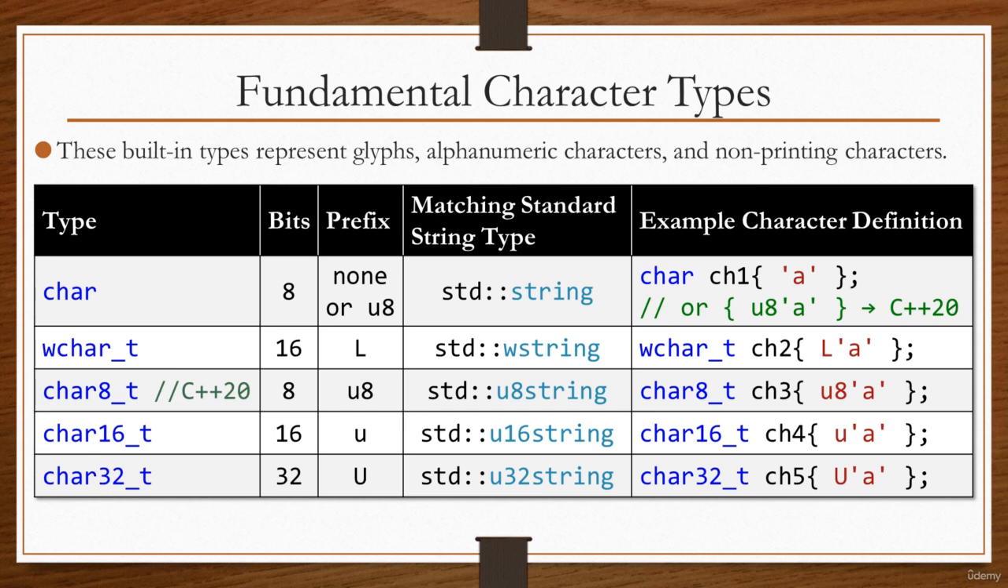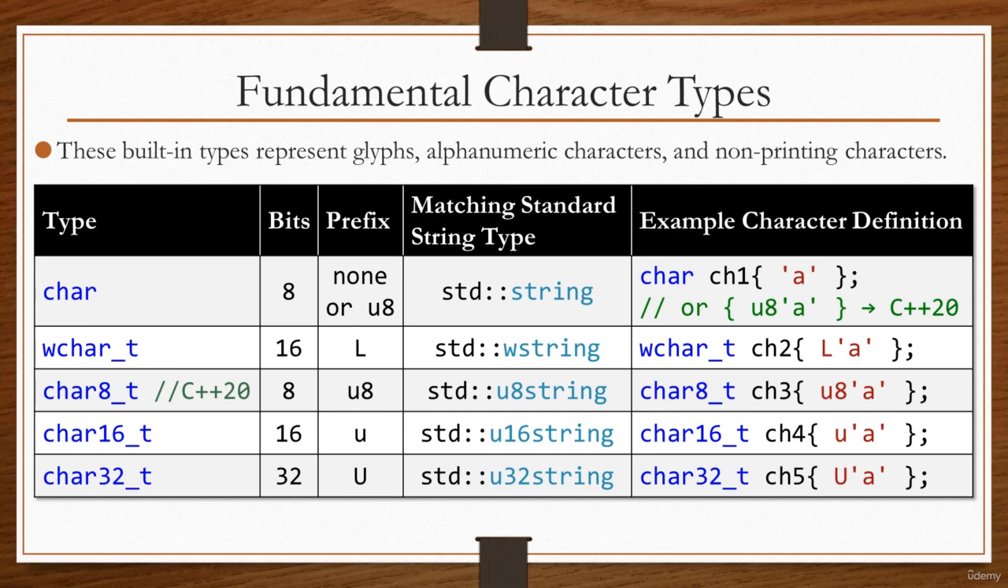We also have char16_t and char32_t with 16 and 32 bits respectively, and then C++20 introduced the char8_t, which is 8 bits. Notice the prefixes for those, so for the wchar_t, the wide char, the prefix for that is an L. Notice in the example definition, we prefix the character with an L. The prefix for the char is either none, as we are familiar with already, or u8 prior to C++20, and then for the char8_t, that is u8 since C++20. The prefix for char16_t is lowercase u, and the prefix for the char32_t is uppercase U.